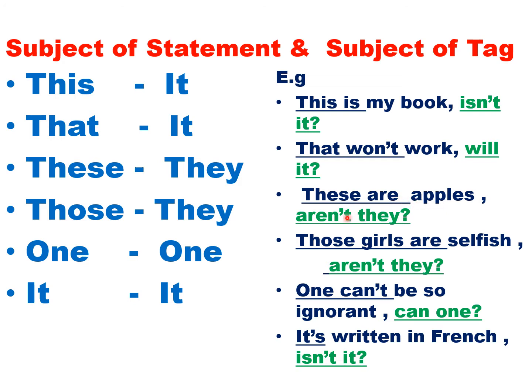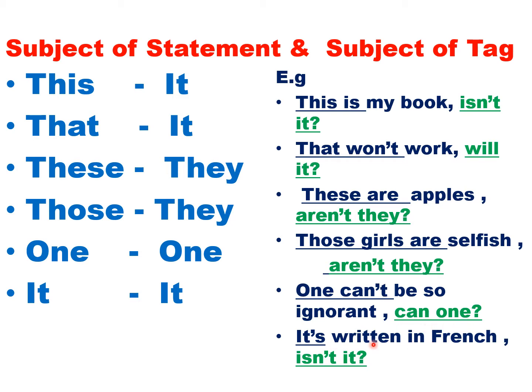These are apples. Are is here. We have to use are not. The contraction form is aren't they. Those girls are selfish. We have are here. We must write are not, aren't. Instead of those, we have to write they. One can't be so ignorant. We have one in this sentence, so the subject of the tag must also be one. We have can't here, so we must use the positive form of can't. Can. Can one is the answer.